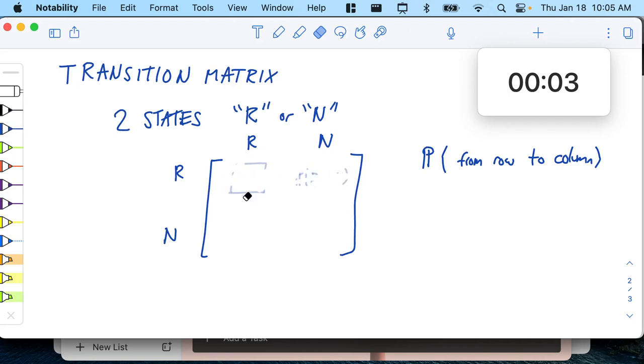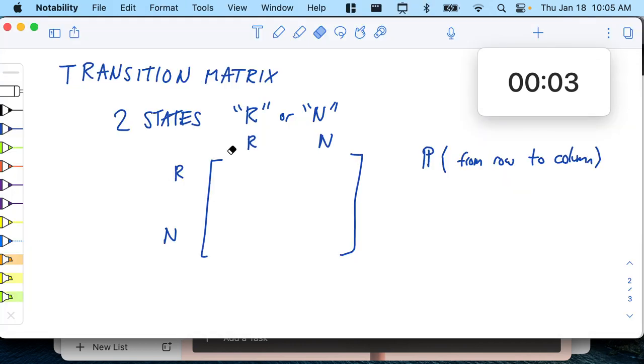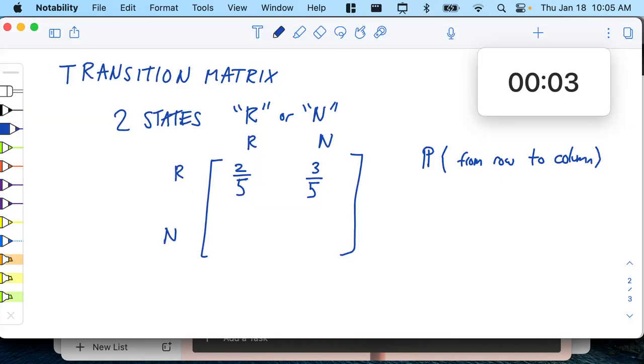And I believe in the question, let's go read what it says. In the question it says, if it's rainy, then it's rainy tomorrow with probability 2/5. So there's a 2/5 here. And that means the other one is, what's the probability it's nice if it was raining today? That's 3/5. And similarly for the other row, if it's nice today, then it's rainy tomorrow with probability 1/5. So this one will be 1/5. And by default, this must be 4/5.